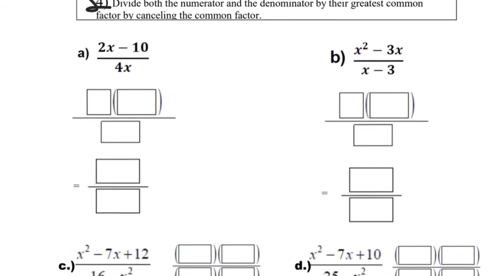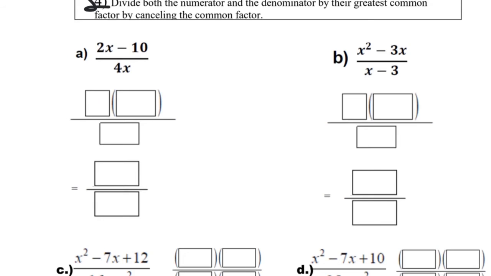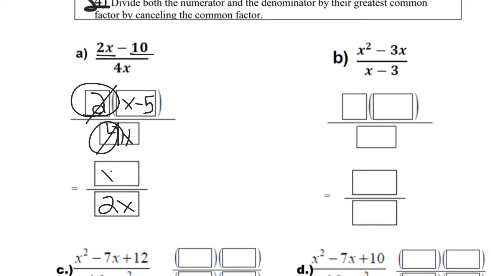Factor or factors. So if we look at A, what's in common between the 2x and the 10? Correct, a 2. And what's left? X minus 5. And we put that over the 4x. We can't do anything with that 4x yet. But I can simplify this 2 and this 4. So 2 goes into 4, and it leaves me with 2x on the bottom and x minus 5 on the top. So my final answer is x minus 5 over 2x.